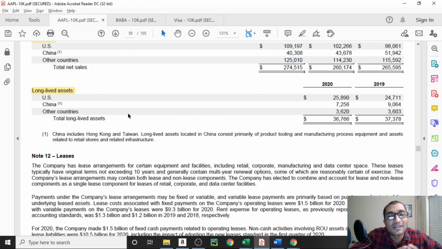Now that we have a brief idea of Apple's products, its reportable segments, and its revenue breakdown, let's review the company's fundamentals by focusing on its key ratios.